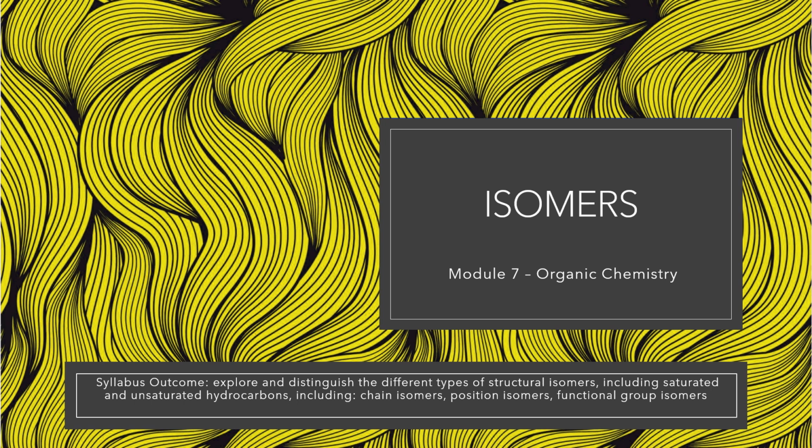Hi everyone, today we're doing isomers. Our syllabus outcome is explore and distinguish the different types of structural isomers, including saturated and unsaturated hydrocarbons, including chain isomers, position isomers, and functional group isomers. So let's have a bit of revision first.